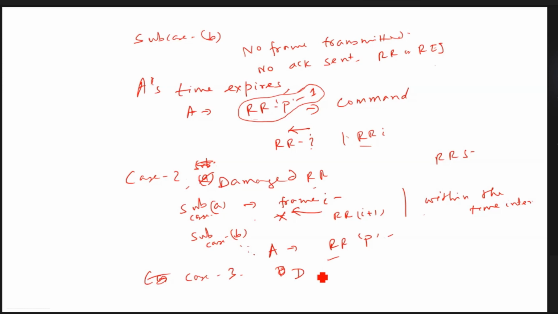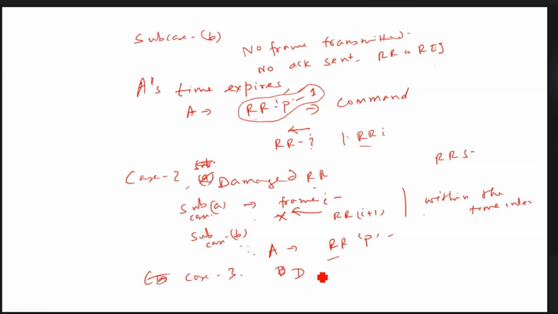Now, can anybody suggest what the acknowledgement will be here? If it is successful, this is A, this is B. What should I write here? These things will be asked in quizzes also. After receiving frame 1, what will B send here?